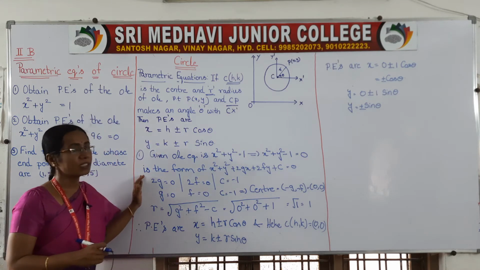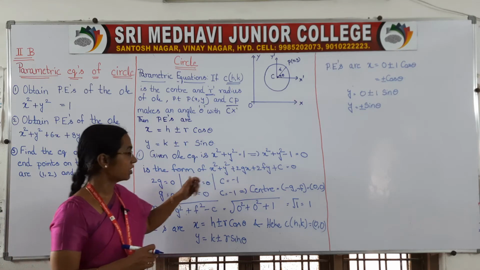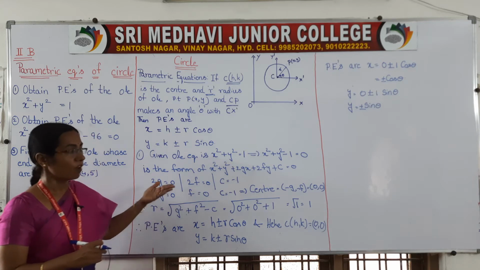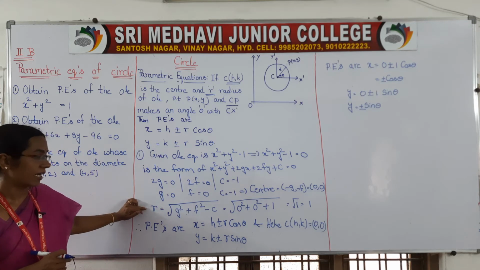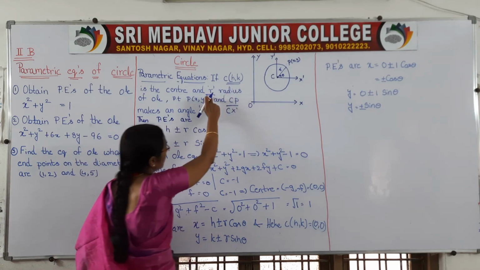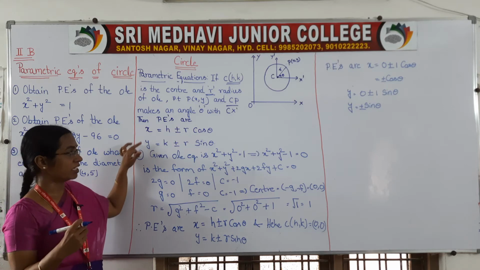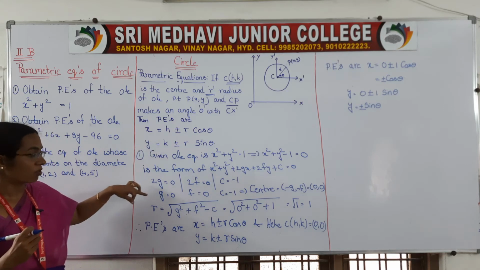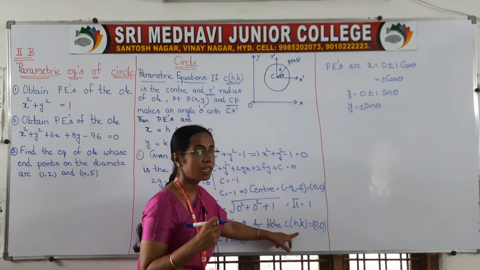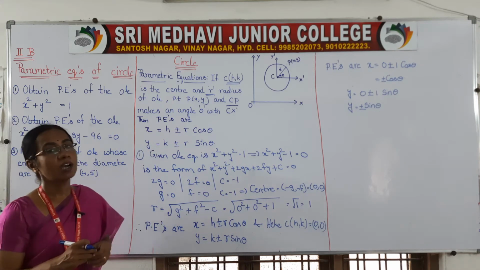So very simple: just compare the circle equation with the general circle equation, and find out your center and the radius. Why do we have to find the center and the radius? With the center (h, k) and the radius r, we can write our parametric equations. That's why we find the center, equate it with (h, k) and substitute in the question. You will get your answer.